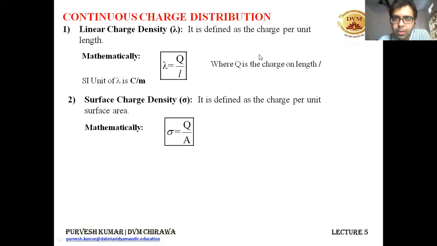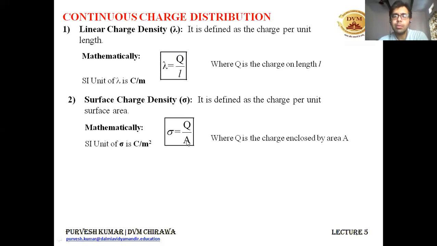Okay, sir. So let's move towards the surface charge density. The SI unit of the surface charge density is coulomb per meter square, coulomb for charge and meter square for area. If the charge is present over a surface, then that amount of charge can be calculated by multiplying the area with the surface charge density. If you know the surface charge density of a surface, you can calculate the charge present on that surface by multiplying it with the area of the surface.